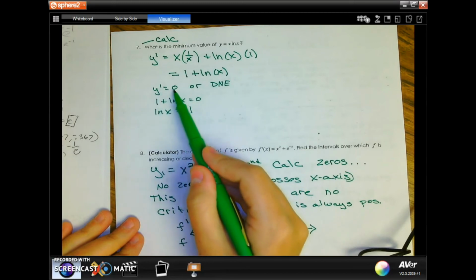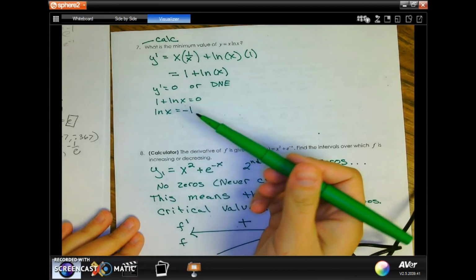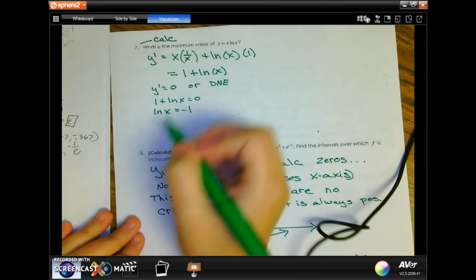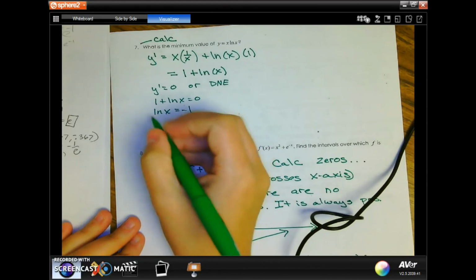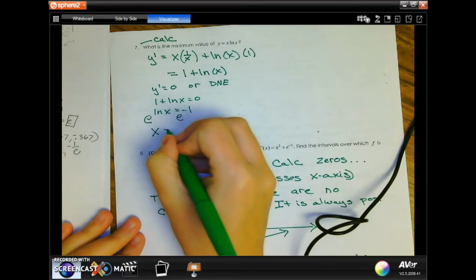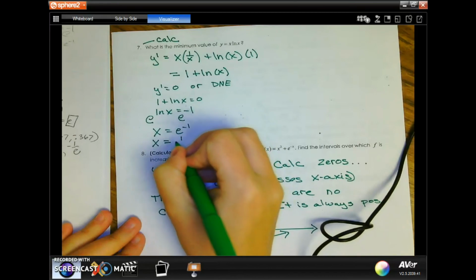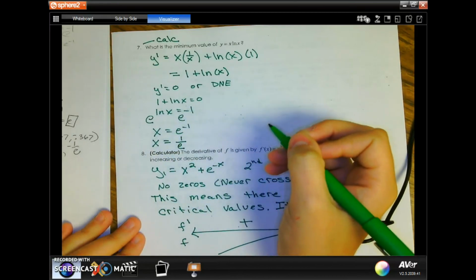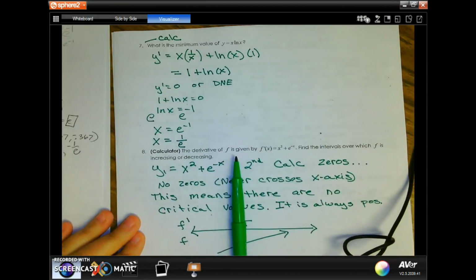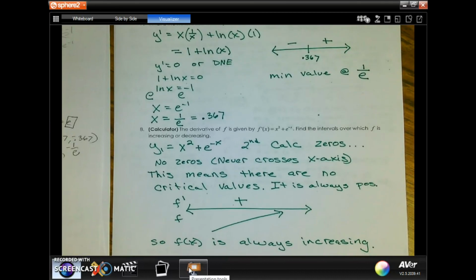So when you set it equal to 0, you get this equals 0, you subtract 1, and then this is where people were getting stuck. They're like, well, I don't know how to solve that. Well, remember, to undo ln, you e both sides, or raise both sides to the e. So basically if you e both sides, you get x equals e to the -1, or you could think of that as 1 over e. Now this is where I would say you'd need the calculator. So if you type that in your calculator, you get this, and then you do the sign chart, and there you go, the end.